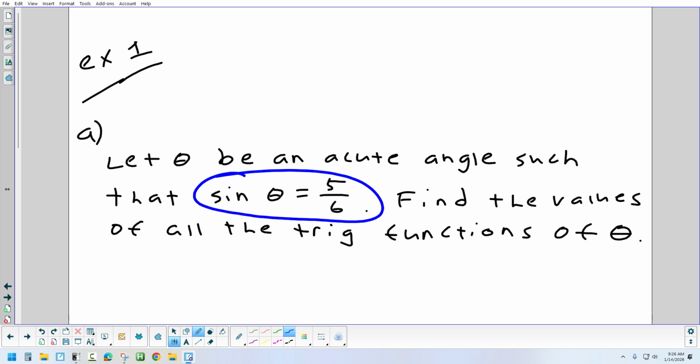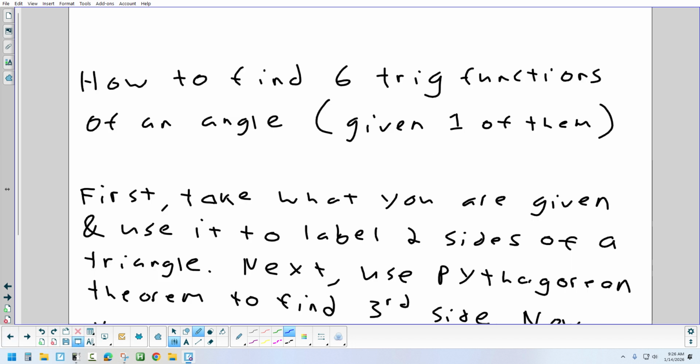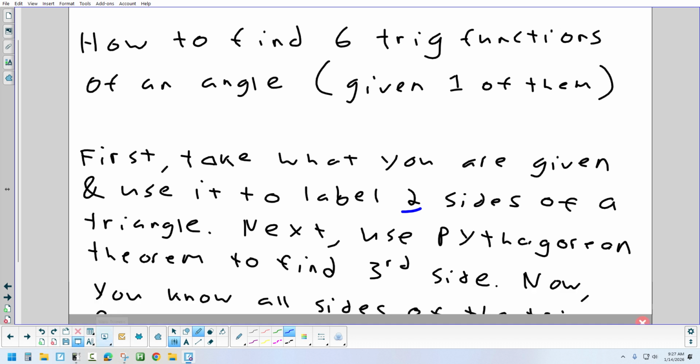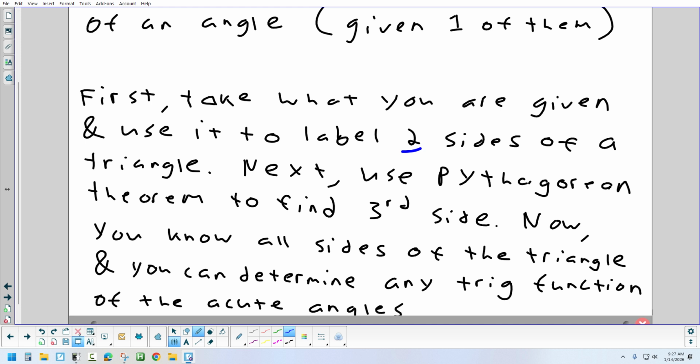That's exactly what I'm explaining right here. If you have to figure out all 6 trig functions and you only know one of them, take the one that you know and use it to label 2 of the sides in a triangle. If you know sine, then you can label the opposite and hypotenuse. If you know tangent, you can label the opposite and adjacent, and so on. Once you label 2 of the sides, use the Pythagorean theorem, and now you have the third side. Now you've got a triangle where you know every side, and you can figure out any trig function that you want.